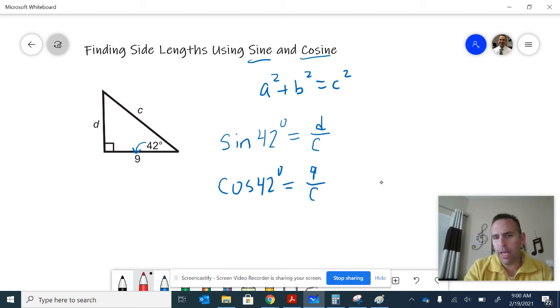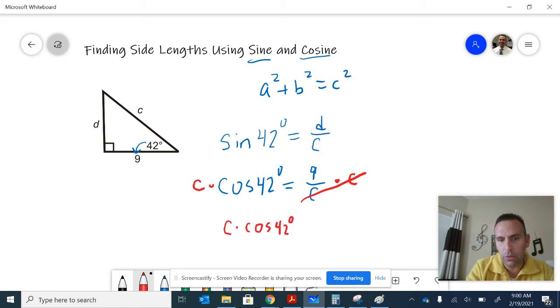So let's go ahead and walk through how you would solve this. If you multiplied both sides by C, you would get C out of the denominator, all right? And you would have on the left-hand side, C times the cosine of 42 degrees would be equal to 9. I'm going to write that out. C times the cosine of 42 degrees, you don't want to get those two C's mixed up, is equal to 9. And then divide both sides by the cosine of 42 degrees. You'll have your answer.